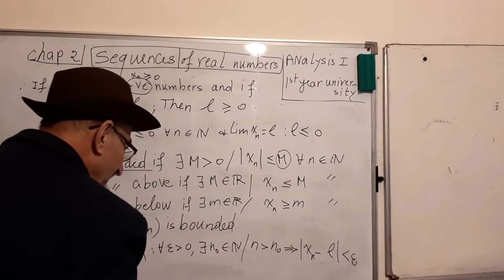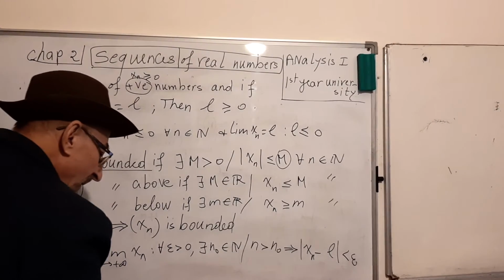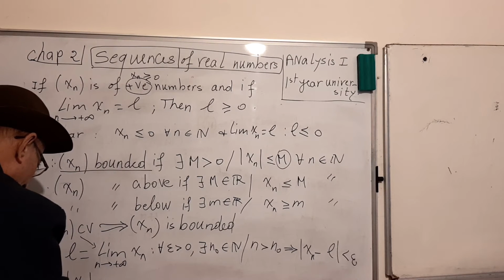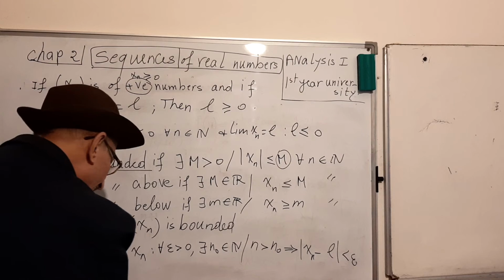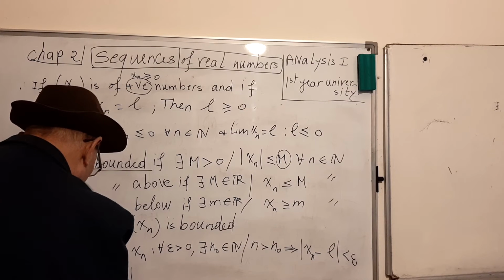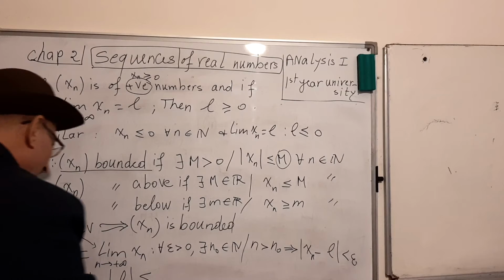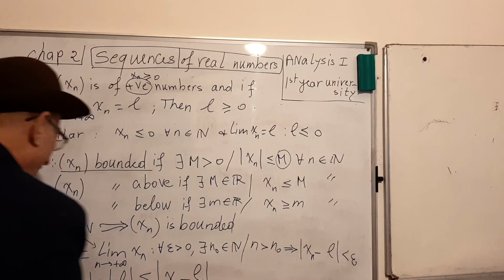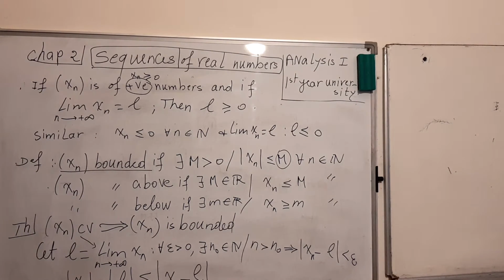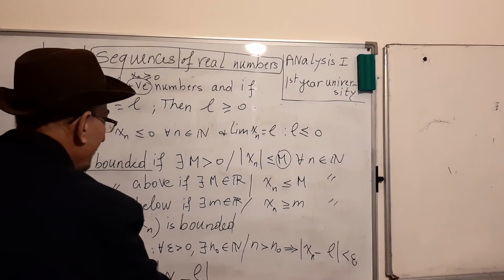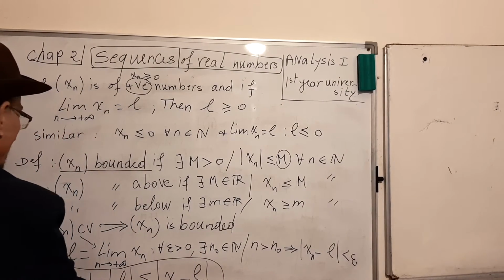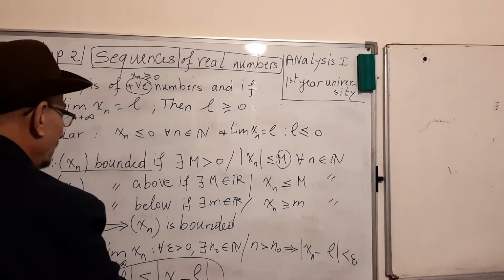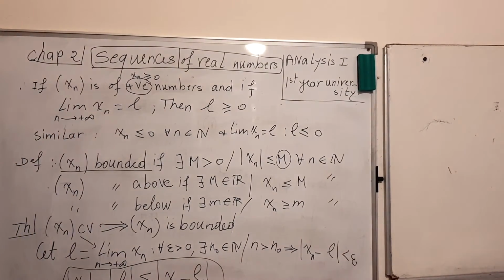We use the inequality: the absolute value of xn minus the absolute value of L is less than or equal to the absolute value of xn minus L.